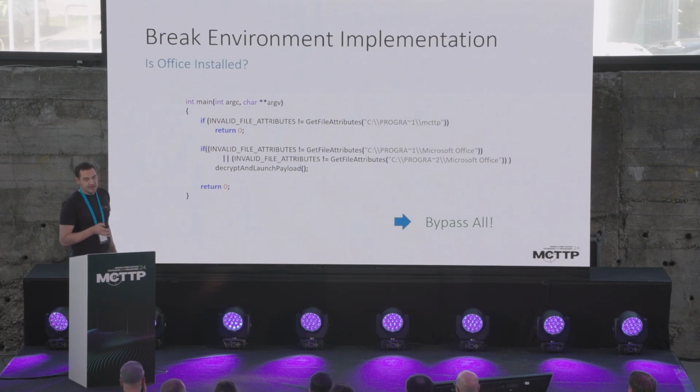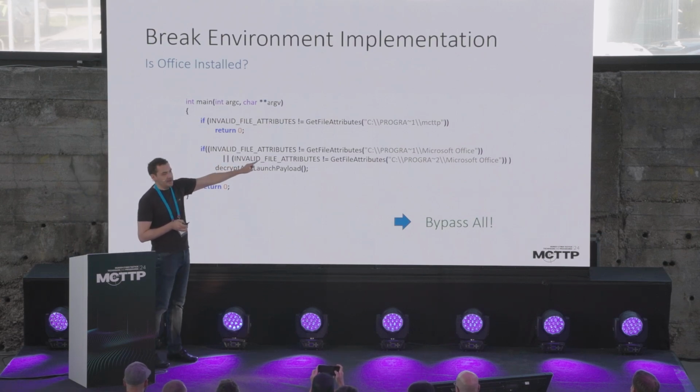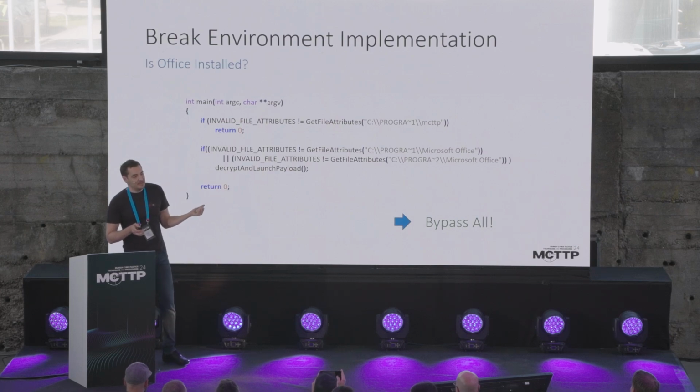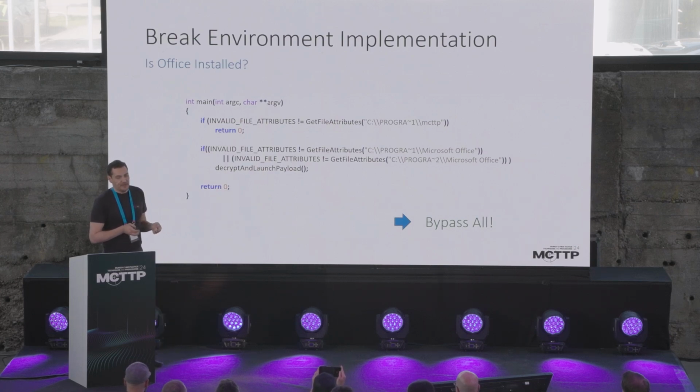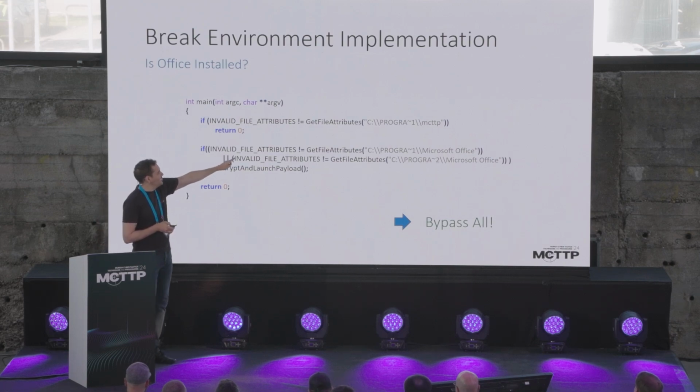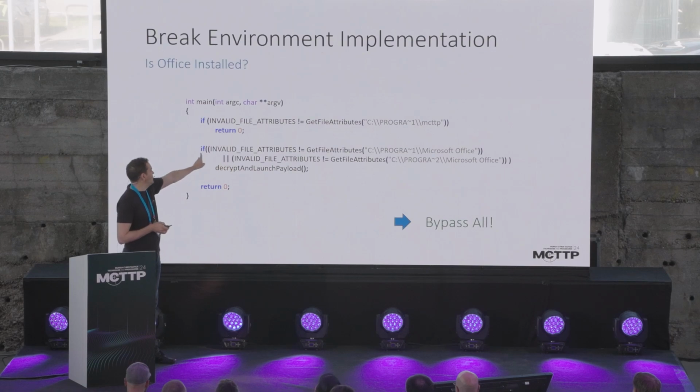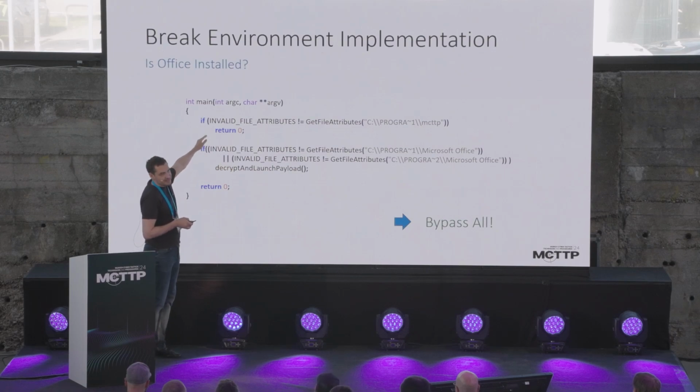So in this example, I'm using files to break the antivirus. First, I'm looking for a file that should not be there. I'm looking for a folder called MCTTP in Program Files. Why do I do that? It's because the bad antivirus emulator always returns true for that function. So if they return true for something that doesn't exist, I want to get out. So here I eliminate the bad antivirus emulators.